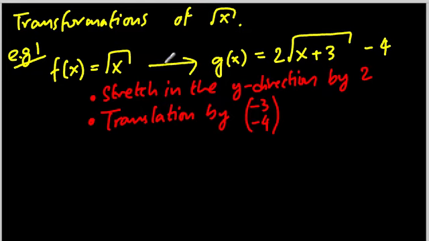The general rule I want to mention is that if you're given the simplest parent function, you can pretty much read off from g of x, the transformed function, and then using these instructions that you've written down, you can basically graph this square root function.